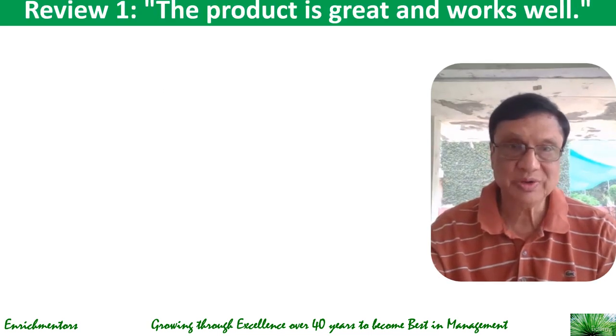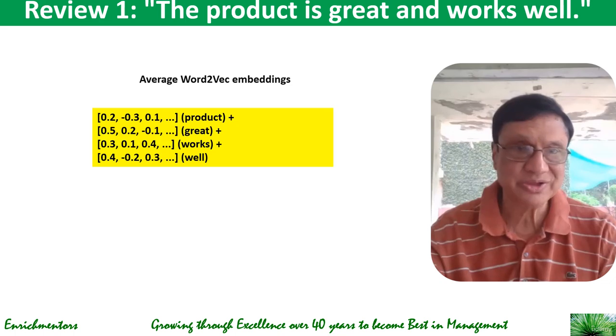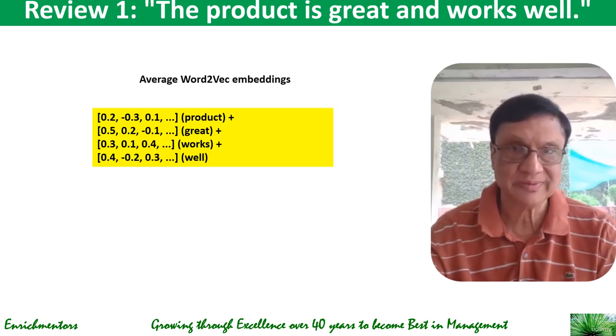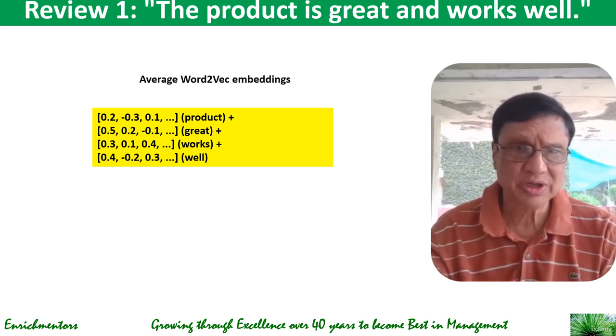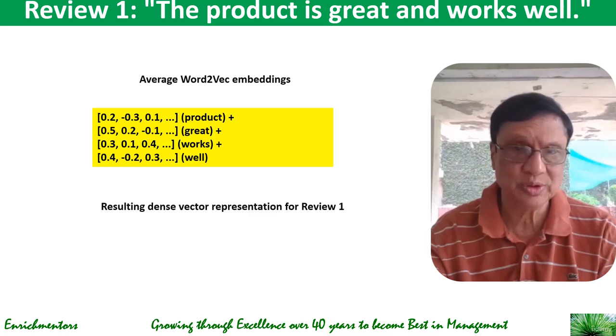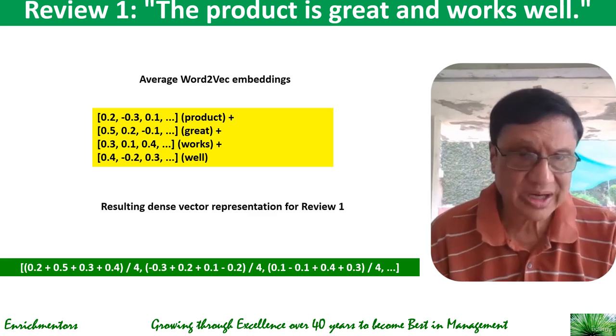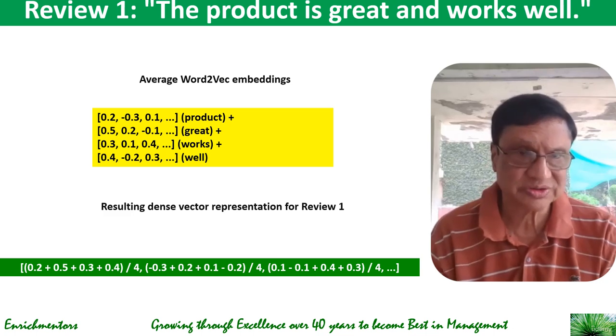Now the first one was review one, the product is great and works well. In that case, the average word2vec embeddings were like these. The word "the" was left out; the product, great, works, well, these were the four keywords, right? And you have their word2vec embeddings here. This resulted in a dense vector representation for review one, as I'm going to show you now. So it kind of worked on this basis, and this is how this whole thing worked out.